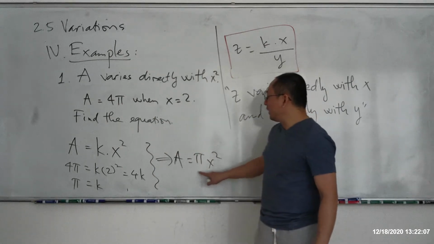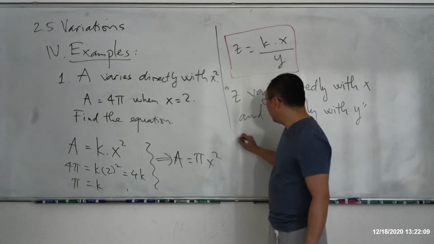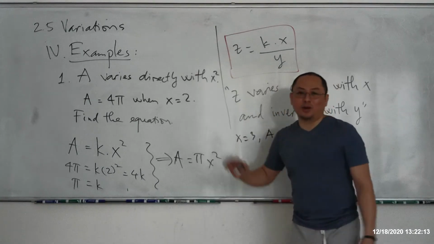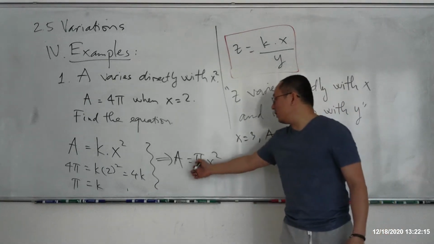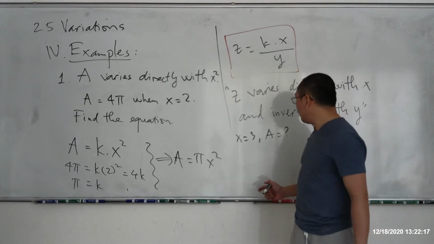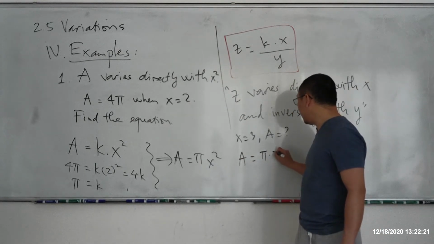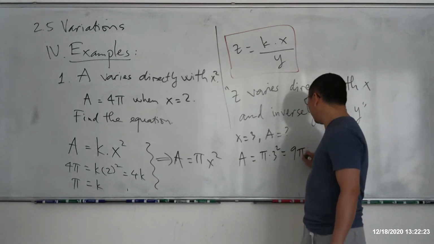When x equal to 3, what's a equal to? That's x equal to 3. What is a equal to? See? A bonus question. Of course, you have a formula already. You got k solved. You can solve for a after this. A is what? Pi x squared means pi times 3 squared is 9 pi.